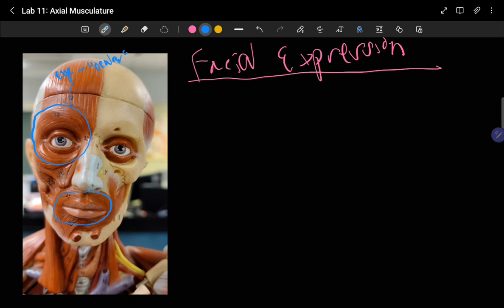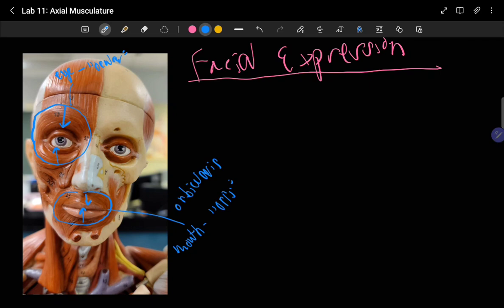If we compare that to our other orbicularis muscle, this one is associated with the mouth. So we're going to use the term oris, orbicularis oris. And because it's another kind of sphincter muscle, a ring of muscle around the mouth, it is going to help close and protrude our lips. So if we think about the direction of contraction here, they're going to be closing things, closing the eyelid, closing the lips.